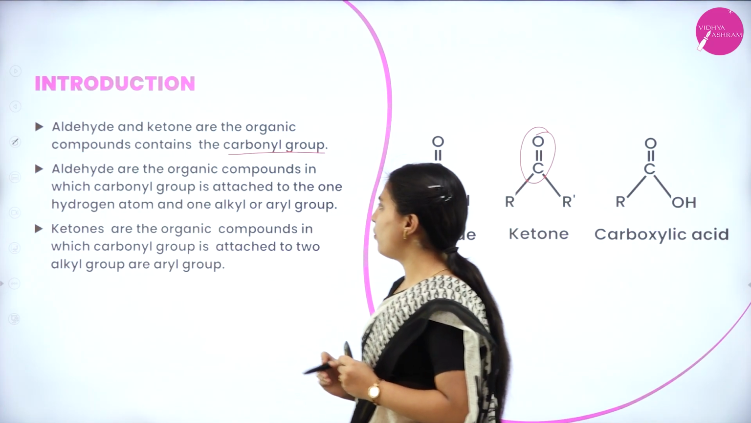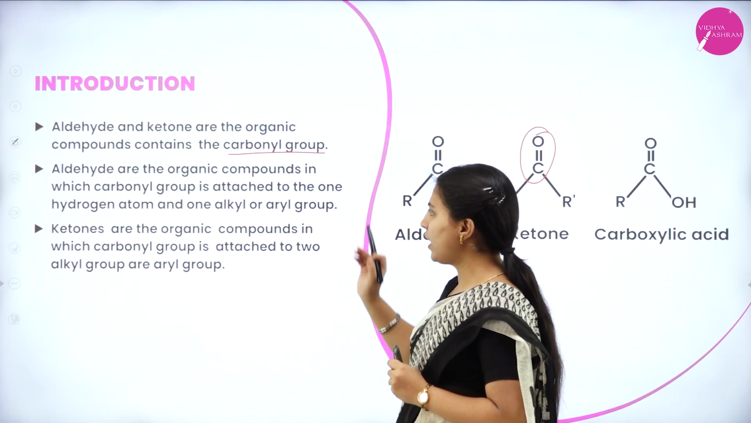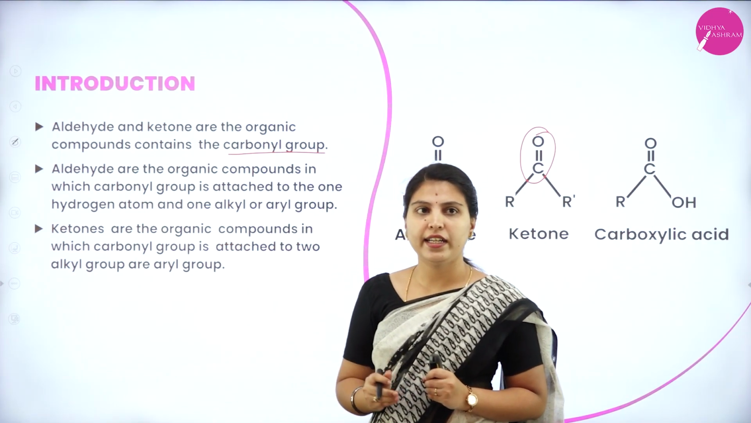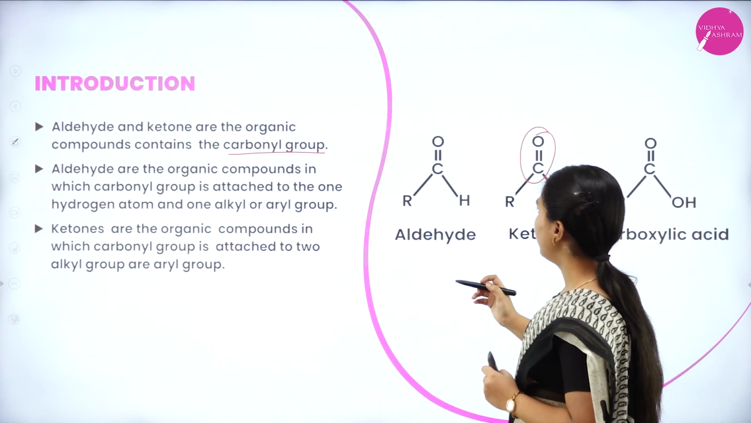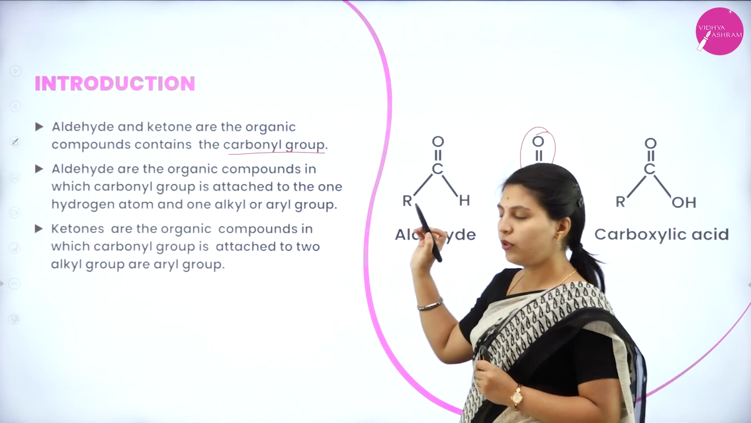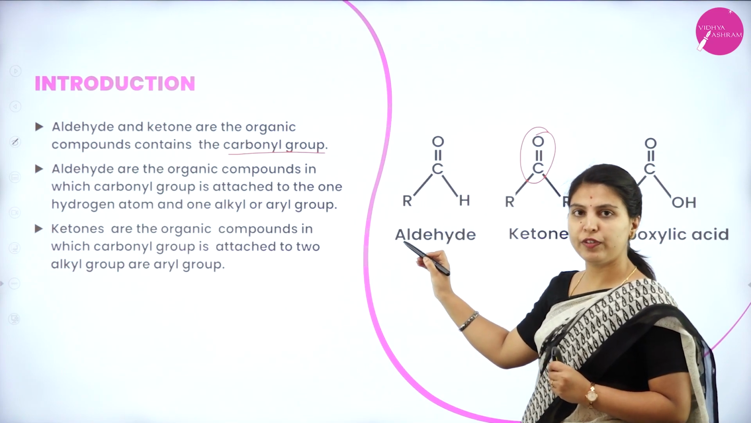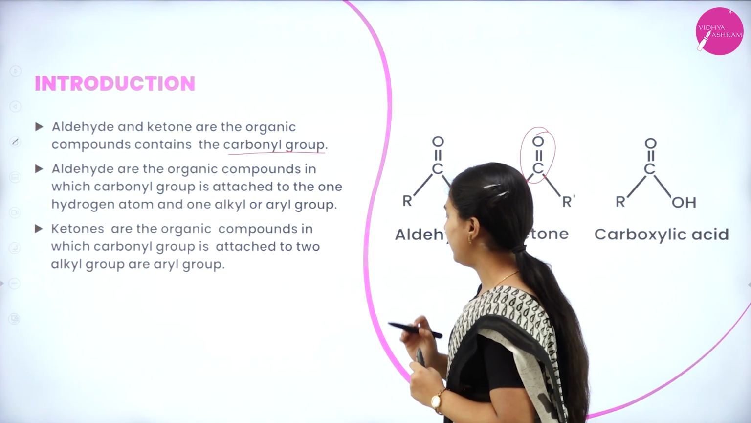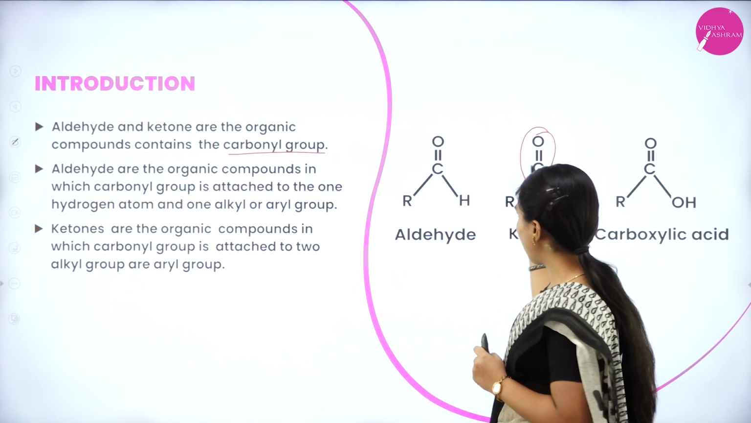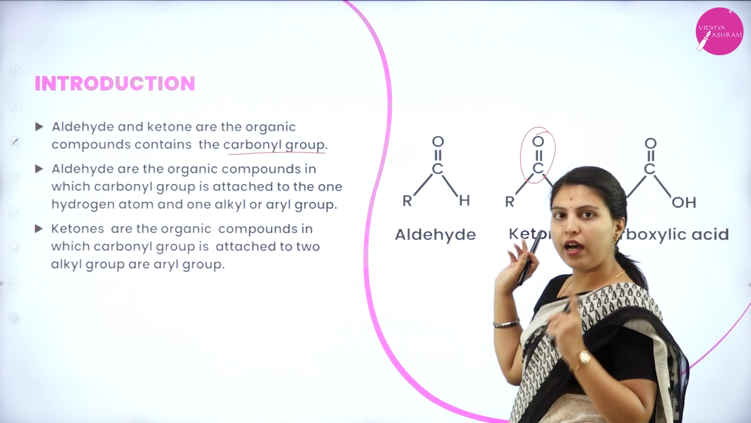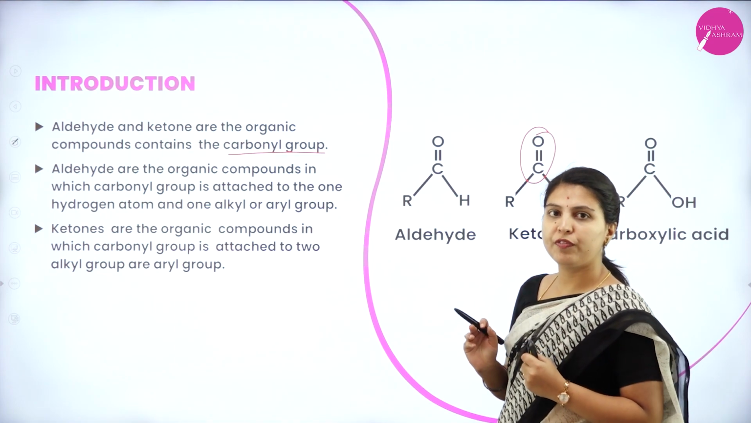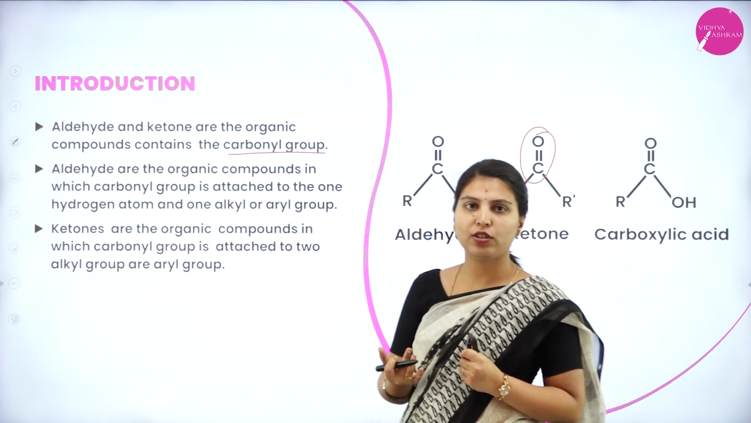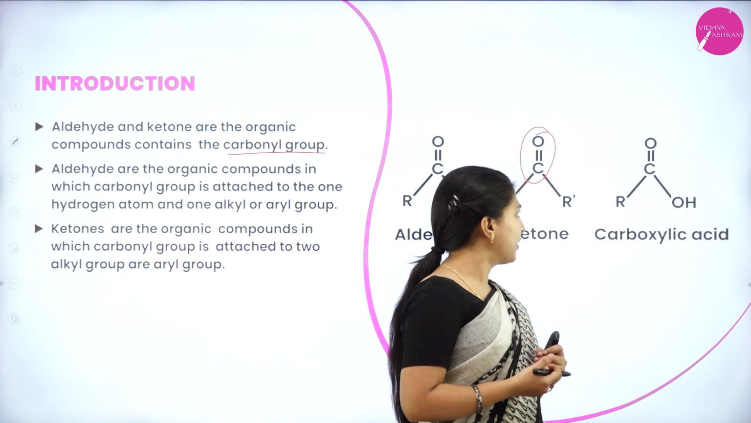Aldehydes are organic compounds in which the carbonyl group is attached to one hydrogen atom and one alkyl or aryl group. Here one hydrogen atom will be there, and one aryl or alkyl group connected to the carbonyl group in the aldehyde. In a ketone, one carbonyl group will be there with two aryl or alkyl groups. One can be aryl and the other can be alkyl also.